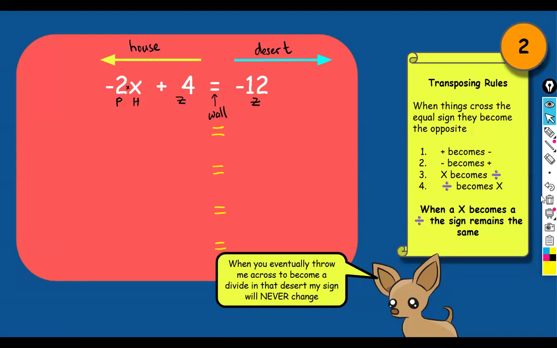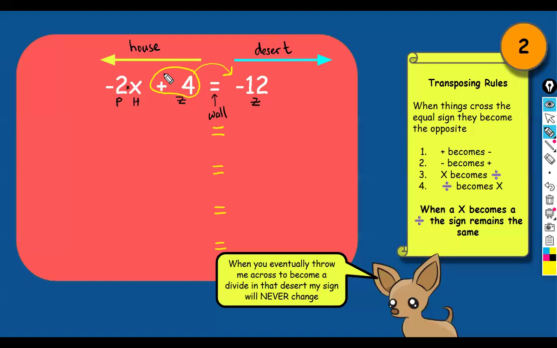Right. So let's figure out who we have to move across. Now, this +4, we don't want him on this side because he's on the house side. So I'm just going to circle the +4 because we're going to throw him across. You can probably put a little arrow to show that you're throwing him across, okay? The -12, do we need to move him? No, the -12 is a zombie, and he's on the correct side. He's already on the desert side. For the time being, everything is good. We don't have to throw across the pet. We leave the pet for the end of the question.